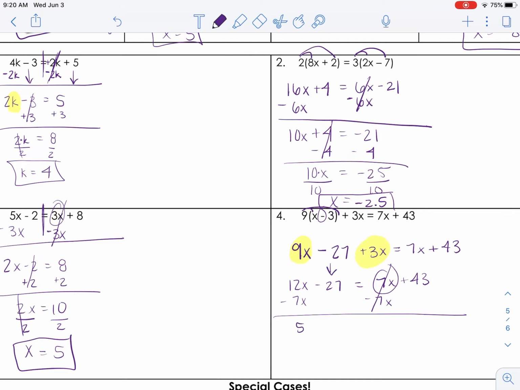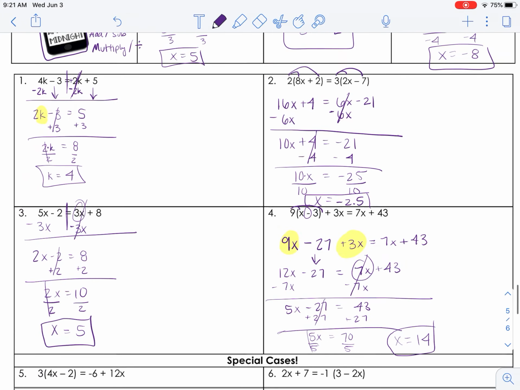So that goes away, and we get 5x minus 27 equals 43. And now it's just a one-step equation. So we're adding 27, and 43 plus 27 is going to give us 70. So 5x equals 70. Then we want to undo that multiplication by dividing by 5. If we divide 70 by 5, we find out that x equals 14. Okay, so that's how we move the variable.